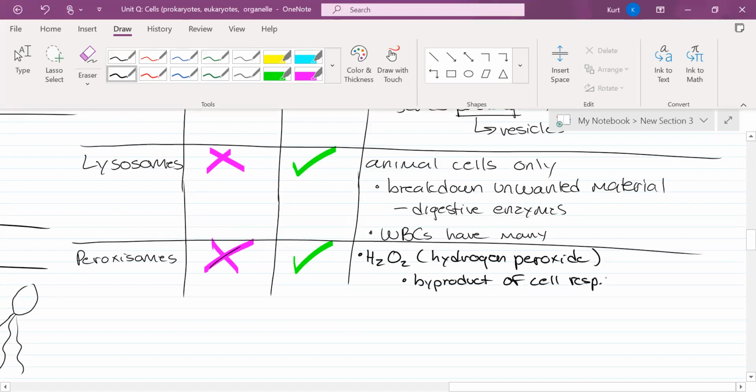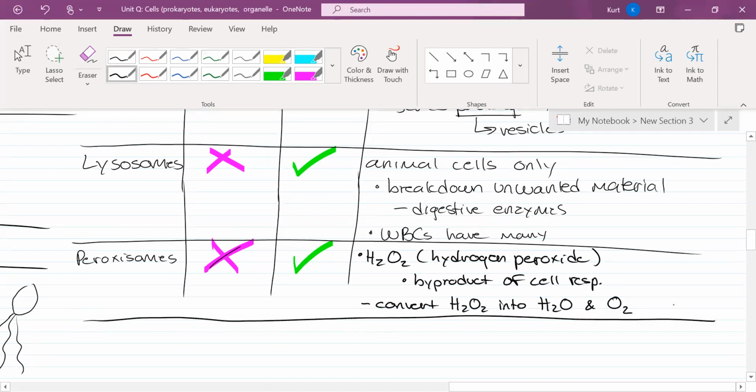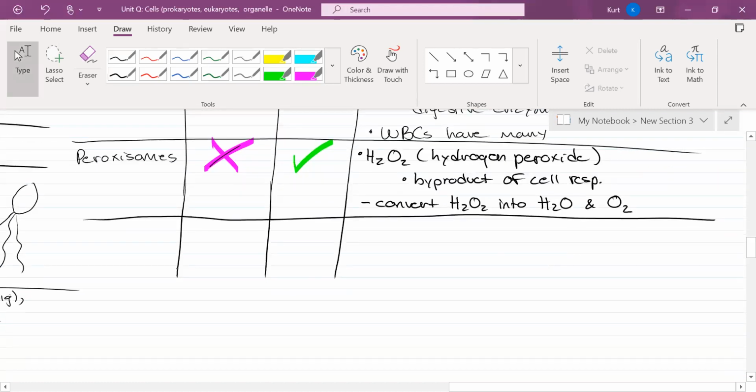It's really not that good. It's very toxic. And so to protect your cells from this, the peroxisomes convert H2O2 into harmless water and oxygen. So when you're going through cell respiration, your cells will produce hydrogen peroxide, and that can be very dangerous in high concentrations. So the peroxisomes are going to be little vesicles that contain peroxidase, an enzyme that breaks down hydrogen peroxide into plain old water and oxygen.